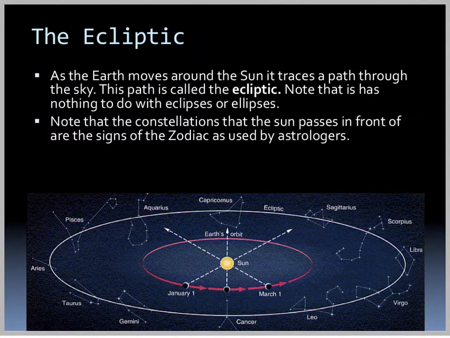So, as the Earth moves around, the Sun appears to trace a path through the sky, and that path that the Sun traces is called the ecliptic. It has nothing to do with ellipses or eclipses, it's just a name. And note that the constellations that the Sun passes in front of are the signs of the zodiac used by astrologers.